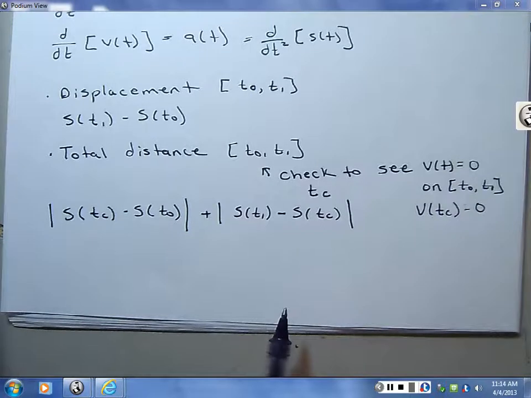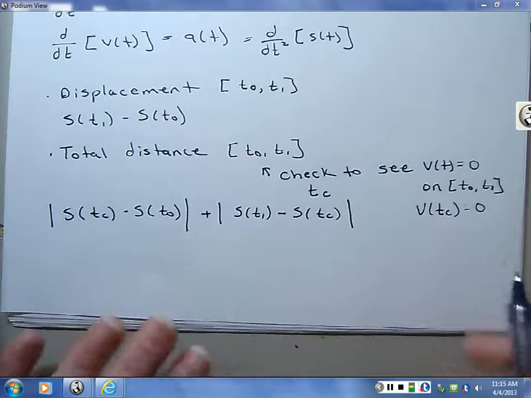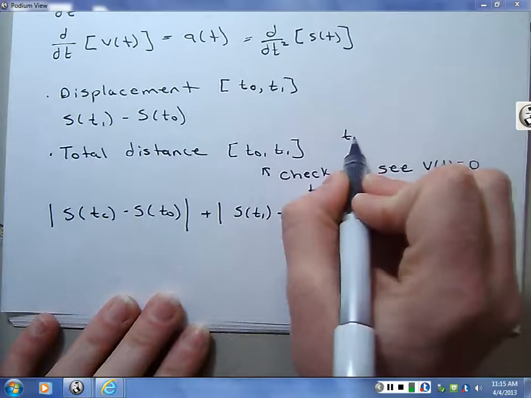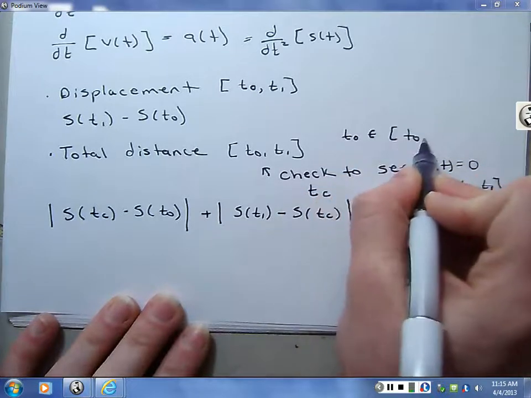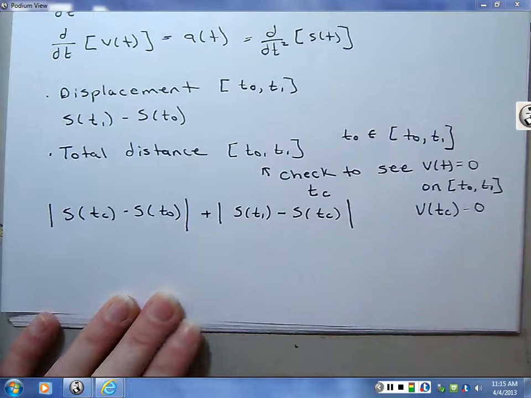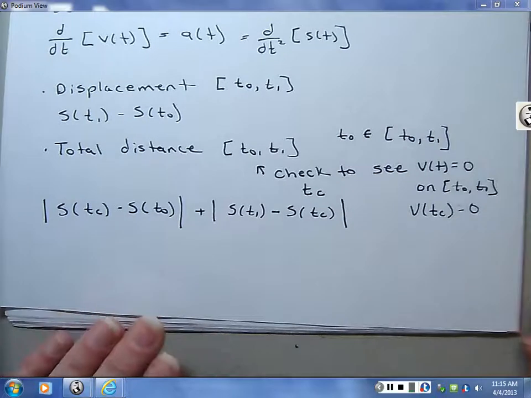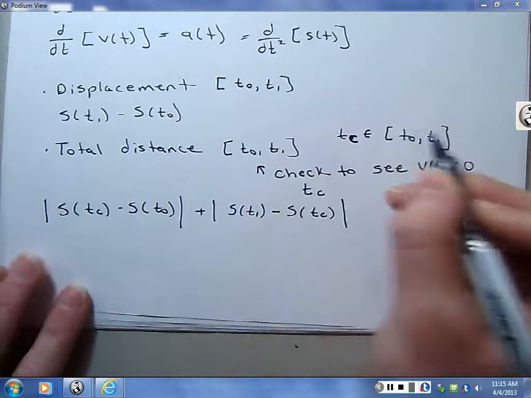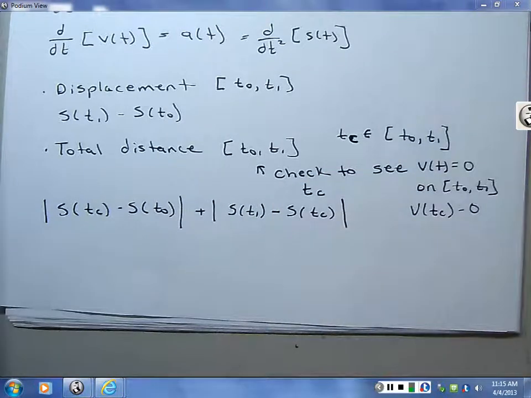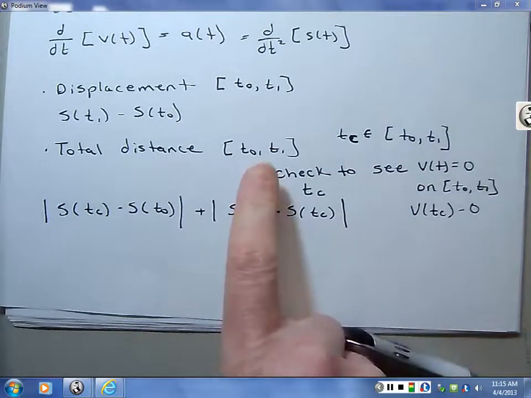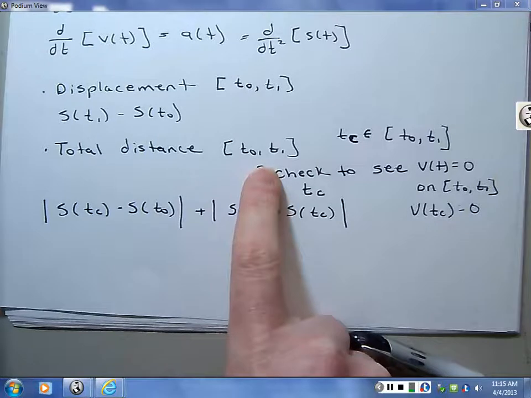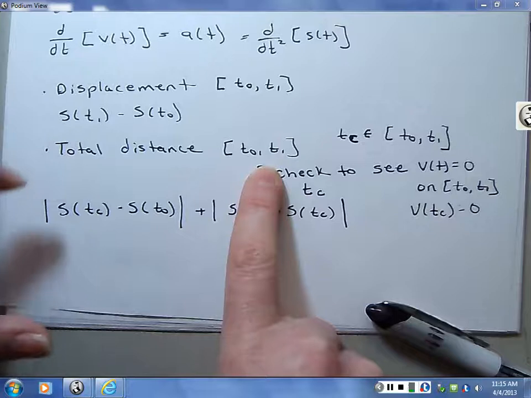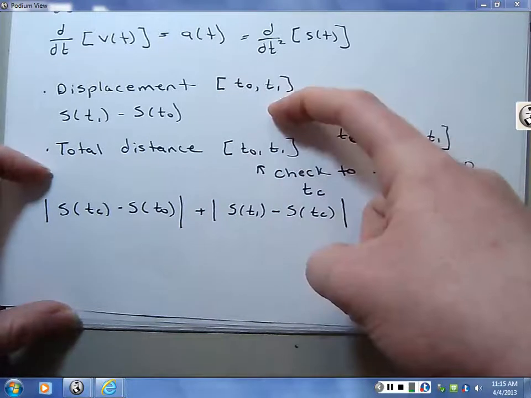This is not initial, it's just some C value. So let's say TC is an element of this interval, where the velocity is 0. If velocity equals 0 at some point in this interval, this is how I find total distance. If velocity never equals 0, my total distance is the same as my displacement.